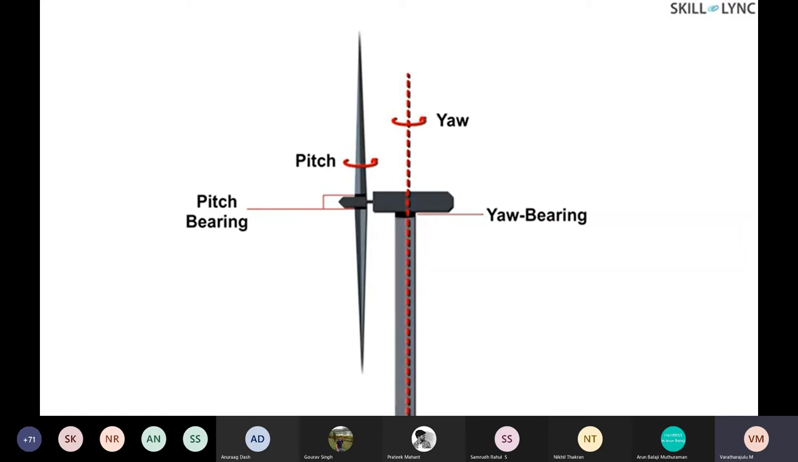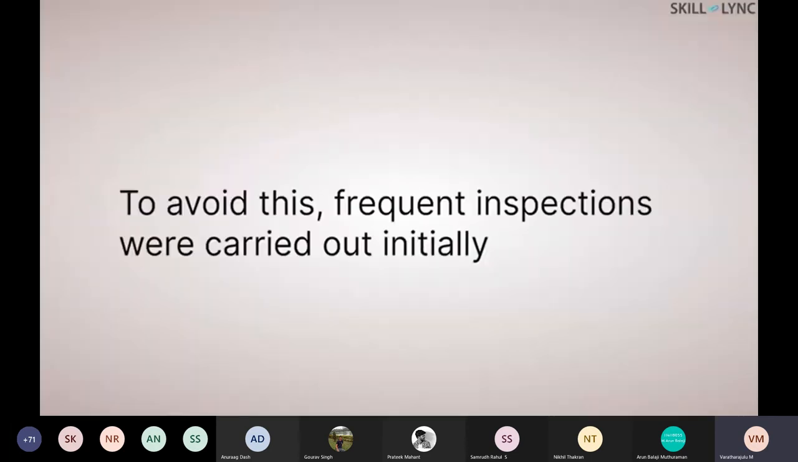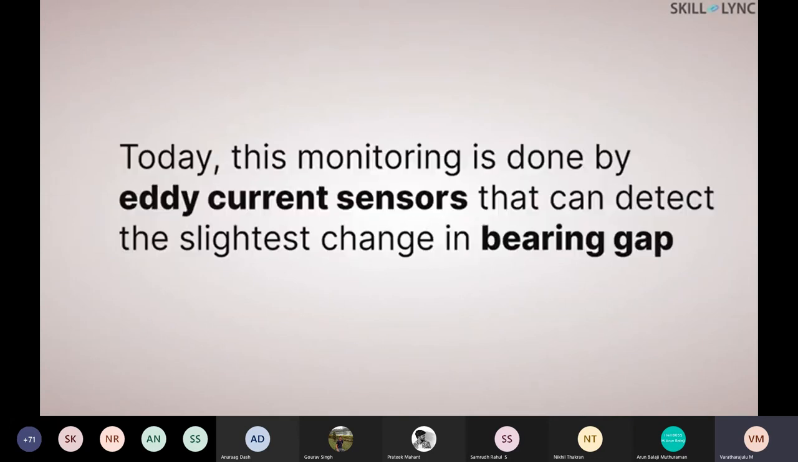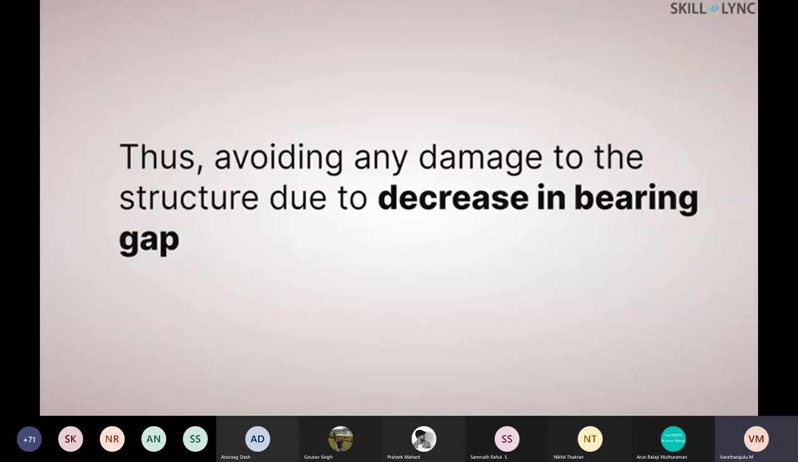This would lead to an increase in temperature inside the bearing. To avoid this, frequent inspections were carried out initially. But even after that, failure arose. Today, this monitoring is done by eddy current sensors that can detect the slightest change in bearing gap, thus avoiding any damage to the structure due to decrease in bearing gap.